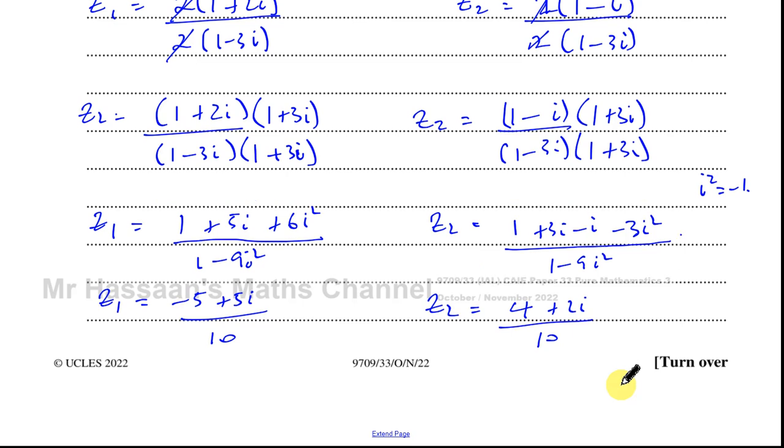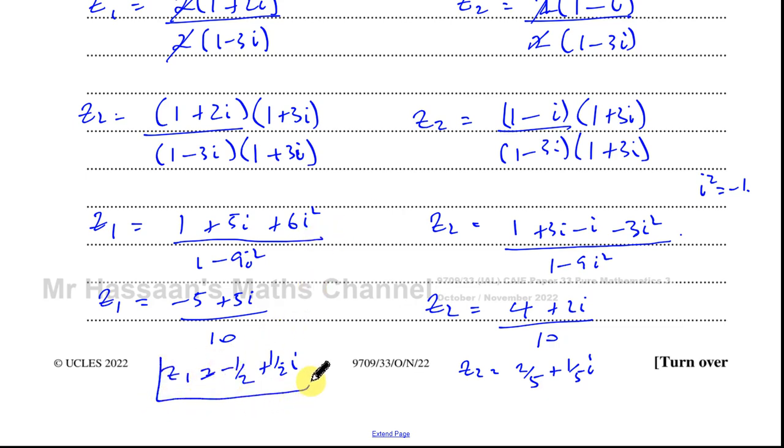So now we're almost there. I've kind of run out of space. Okay, so now I'm going to split this up into two parts. You'll have minus a half plus a half i. And here I'll have z2 is going to be 2 over 5 plus 1 over 5 i. And there I have finished. This is the end of this question. So that completes this question. We have z1 equals minus a half plus a half i. And the other z value is 2/5 plus a fifth i.